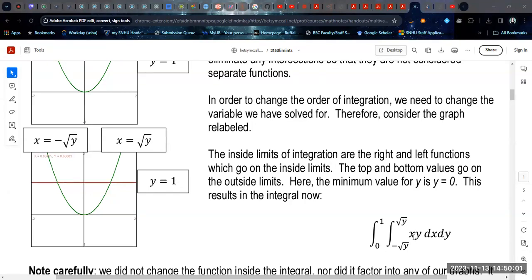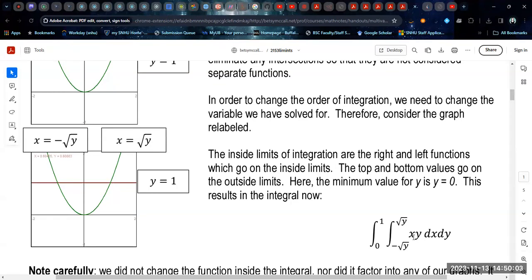The function itself doesn't change in this example because all we're doing is switching the order of integration. But we cannot just switch the order of the limits if they're not all constant. If they're all constant, then it's just a rectangle. There's no dependency on the other variable. But when there's a dependency on one of the variables, you have to draw the graph.